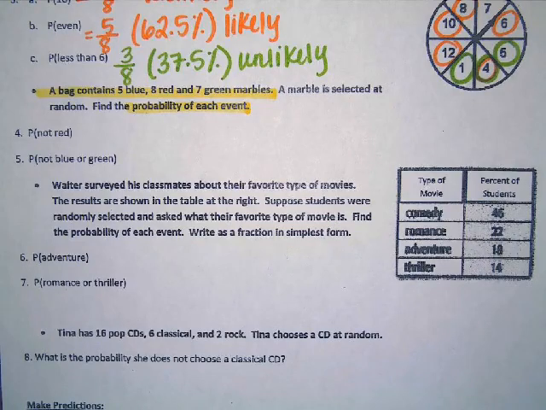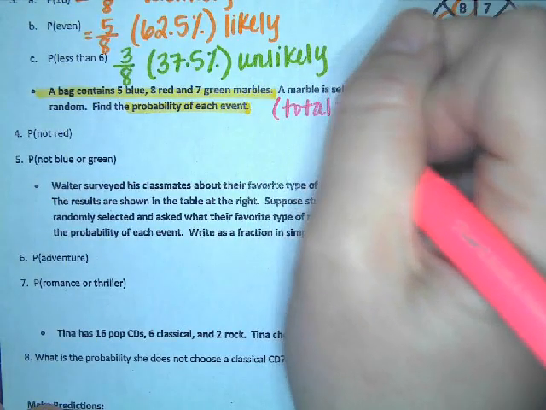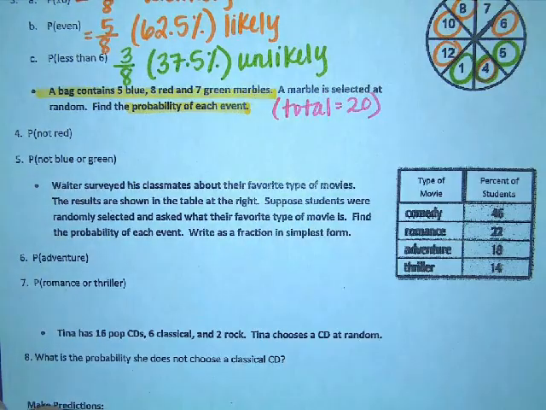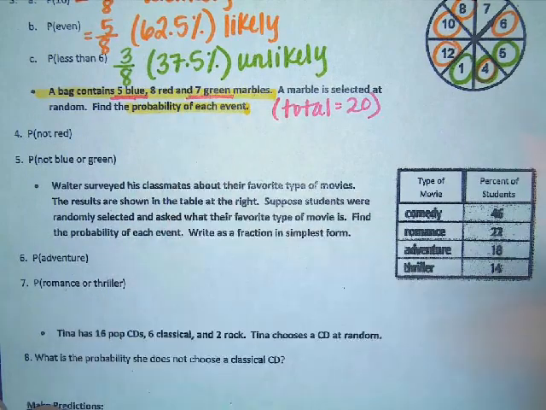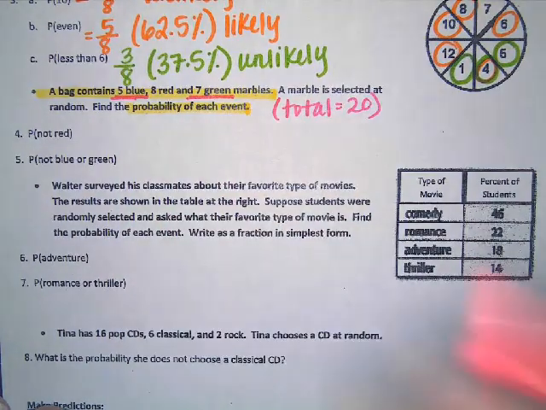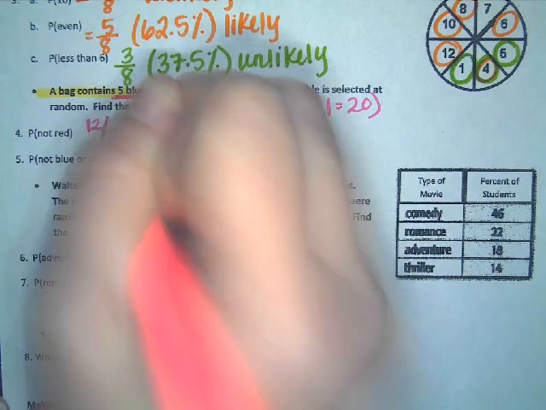For question number 4, it says, what is the probability that it will not be red? Looking at our numbers, we have 5, 8, and 7. This tells me that I have a total of 20 marbles. Out of those 20 marbles, it seems that 15 are not red. 15, I'm incorrect. 5 plus 7 gives me 12. So I have a 12 out of 20 chance.